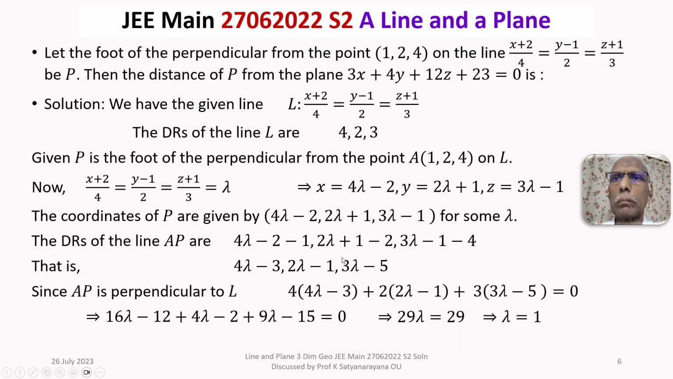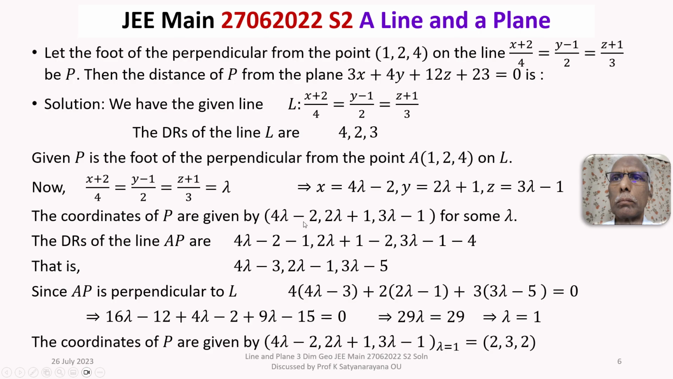Now with this value of lambda, we can find the coordinates of P. The coordinates of P, the foot of the perpendicular, are (4 lambda - 2, 2 lambda + 1, 3 lambda - 1) evaluated at lambda = 1. Putting lambda = 1, we get (2, 3, 2). So the coordinates of P have come, and we are required to find the distance of P from the plane. The perpendicular distance formula from a point to a plane is known, so we substitute and compute it in the next slide.